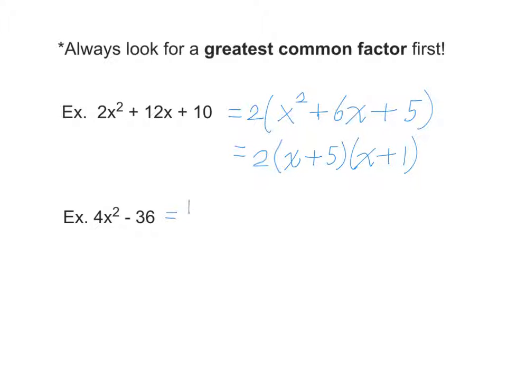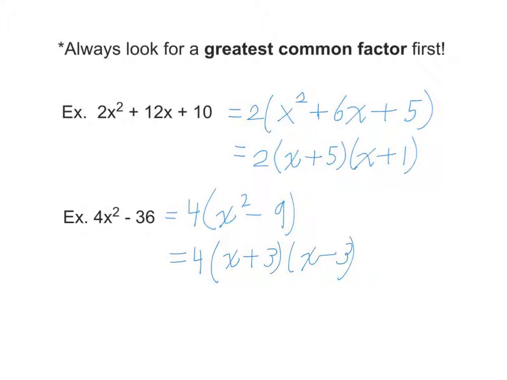This second one, really the only thing that's in common when we first get started is a 4. By taking a 4 out, I get x squared minus 9. Looks like it's done. However, this x squared minus 9 is something special. We call this a difference of squares. So I can continue on, leaving the 4 in front. Difference of squares turns this into an a plus b, a minus b. So again, taking out that greatest common factor first is extremely important, and we should look for that in every single problem that we do.